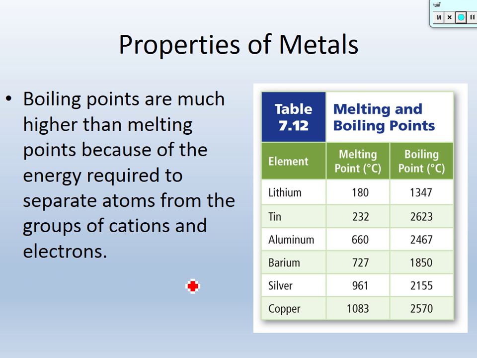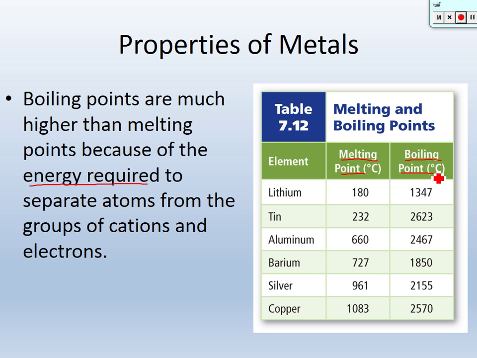Another property of metal I wanted to talk about was their melting point and boiling point. If you look here, they have a very high melting point and a very high boiling point. That's because it requires a lot of energy to separate the atoms from the groups, the cations from these electrons, because there's such a strong pull there. It takes a lot of energy or a lot of heat in order to get a metal to actually boil, but it is possible. So anyway, hopefully that makes sense.